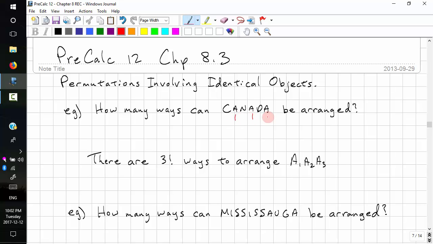Well, we have three A's here. They're all identical. It doesn't matter which order we put them in. So we could say C A1 N A2 D A3. This is the same as C A2 N A1 D A3, and that's the same as C A3 N A2 D A1. Okay, so I think you get the idea. There's 3 factorial ways to arrange A1, A2, A3, but the A's are identical.